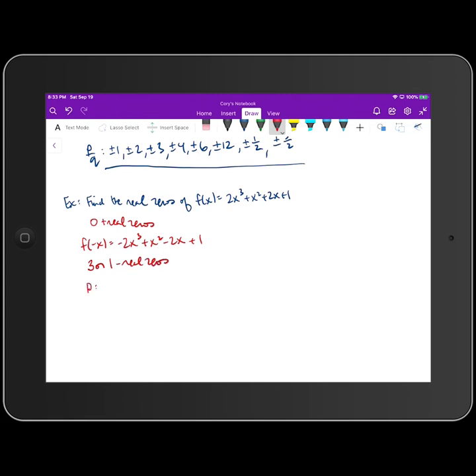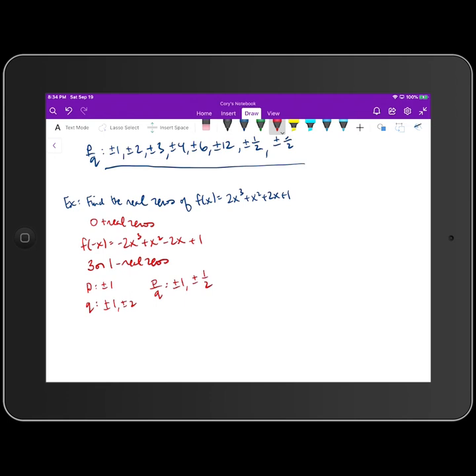Okay, next we want to get our p over q values. So our p values are factors of the constant term, which are just plus or minus 1. And the q values are the factors of the leading coefficient, which are plus or minus 1 and plus or minus 2. So all combinations of p over q are just going to be plus or minus 1 and plus or minus 1/2. So we have a way better situation here.